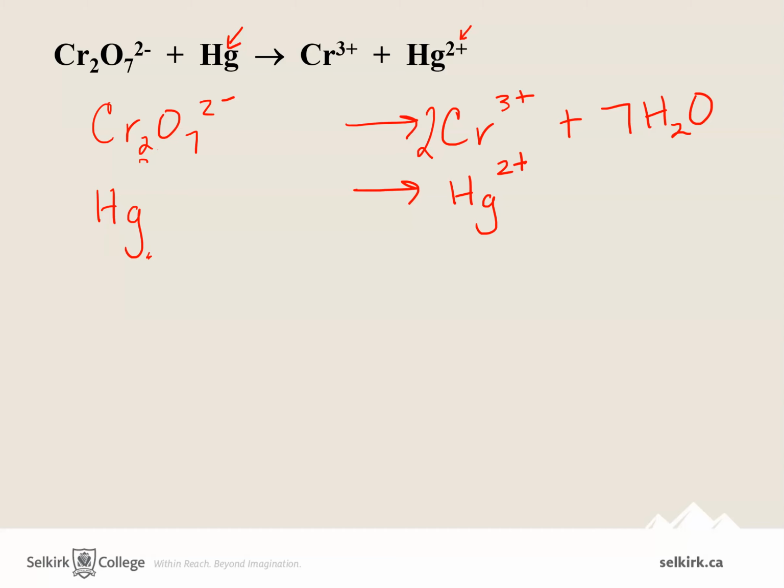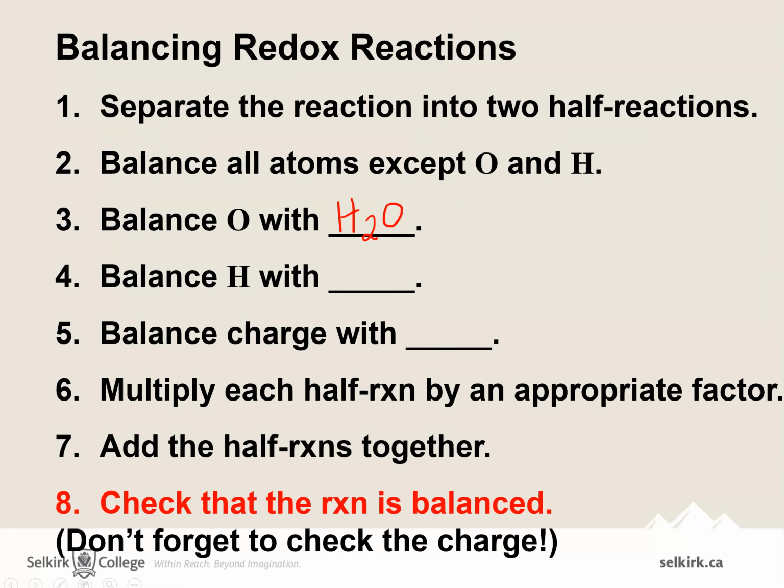Let's double check. On the chromium half reaction, there's 7 oxygen on the left-hand side, 7 oxygen on the right-hand side. Good. No oxygen in the second half reaction with the mercury. Back to the next step. Number 4 says we're going to balance hydrogen. Now, what are we going to balance hydrogen with? We're going to make the assumption that we're in acidic solution. So I'm going to balance hydrogen with H+.